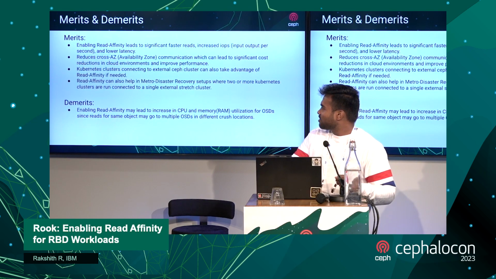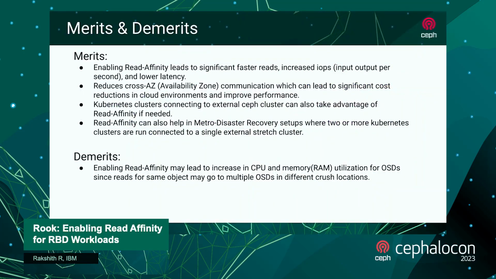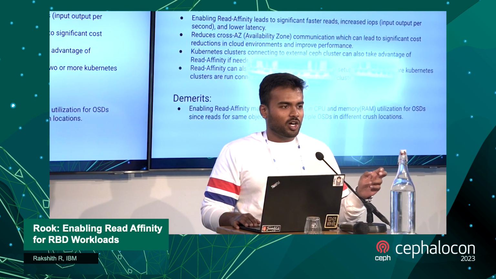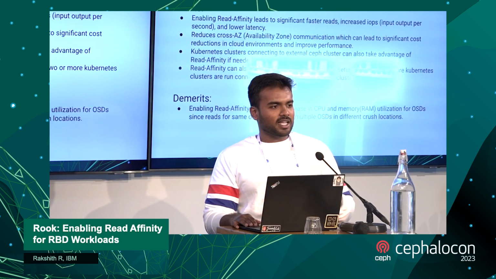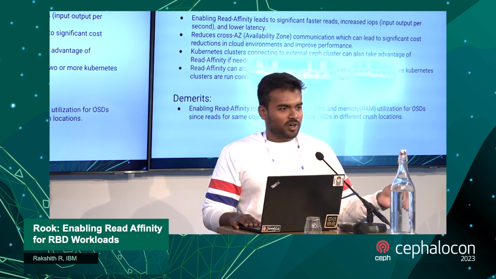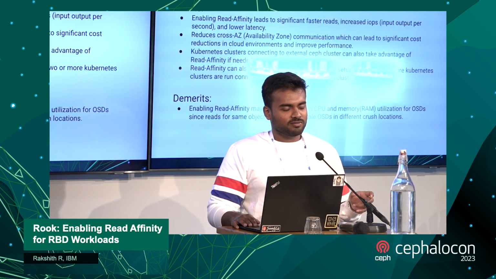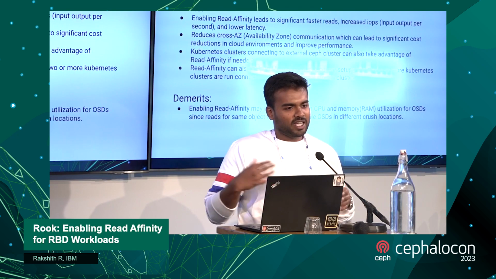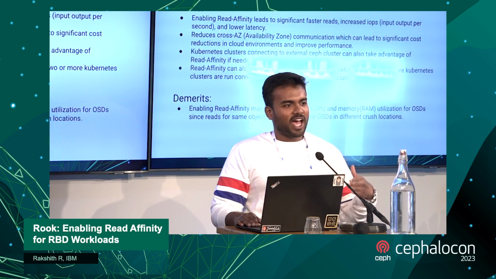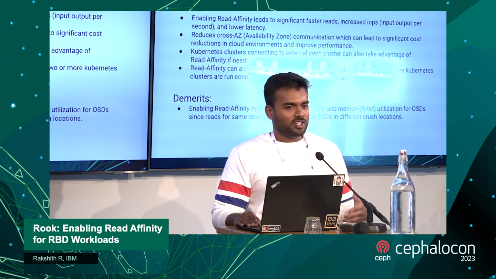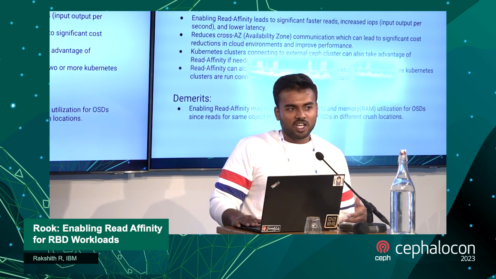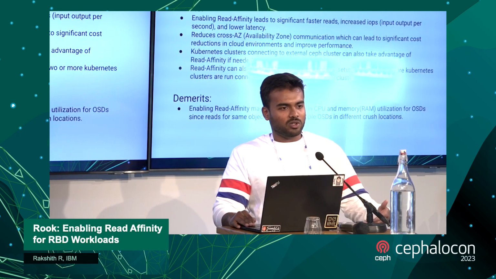Then finally, we have a Metro disaster recovery setup. Consider you have two racks and a stretch cluster between them, and you have two Kubernetes clusters, one in each rack. If one cluster fails, the app has to automatically fail over to the other one. Here I'm talking about two racks nearby, but you can consider even data centers. So we have to read from the nearest data center's Ceph cluster instead of going to the further one. With this read affinity, we can do that also.